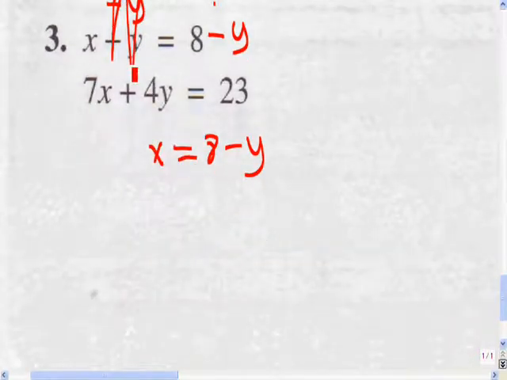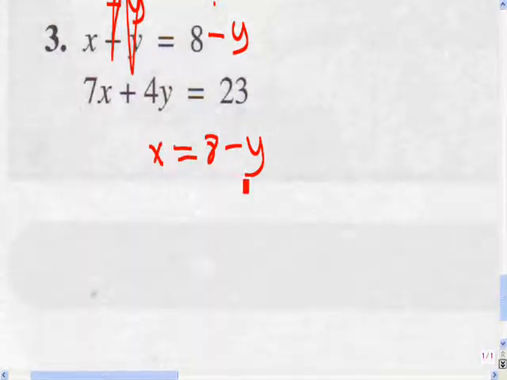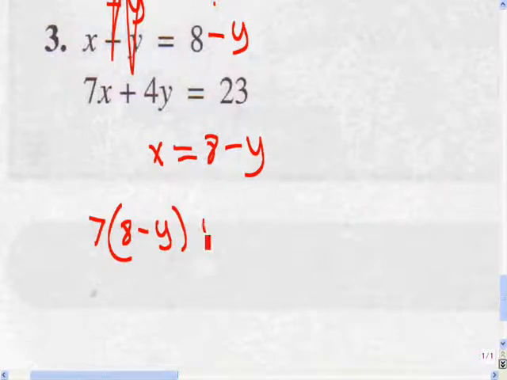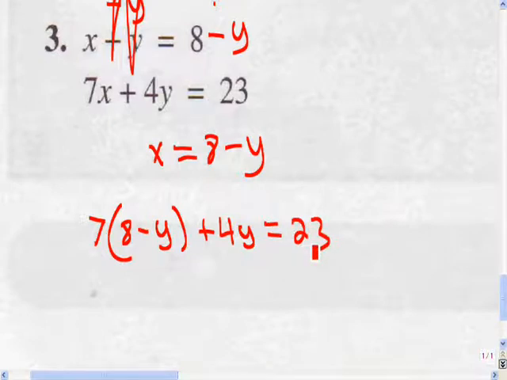Then what I'm going to do is plug that into this equation. Substitute x for 8 minus y. Right? So wherever I see x, instead of writing x, I'm going to write 8 minus y. So 7 parentheses 8 minus y plus 4y equals 23.